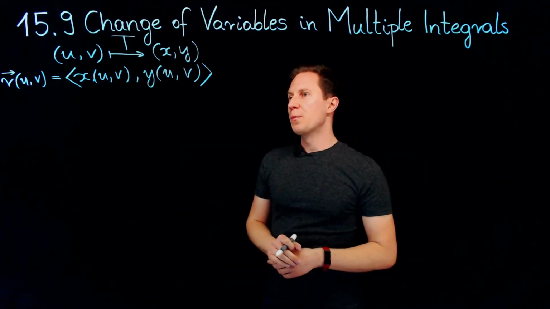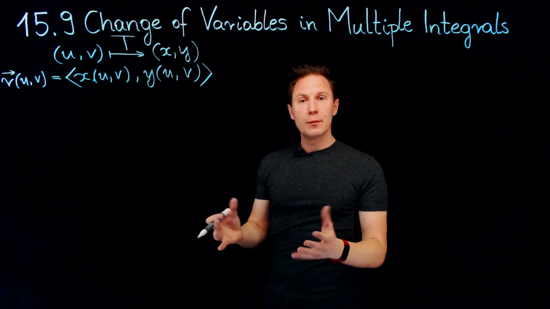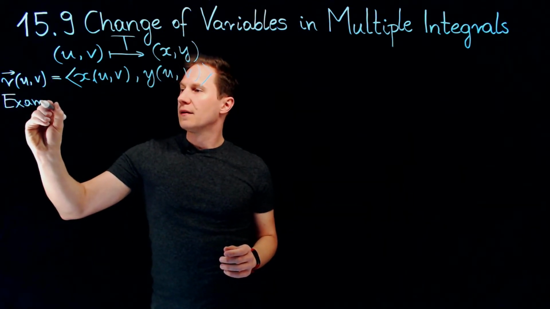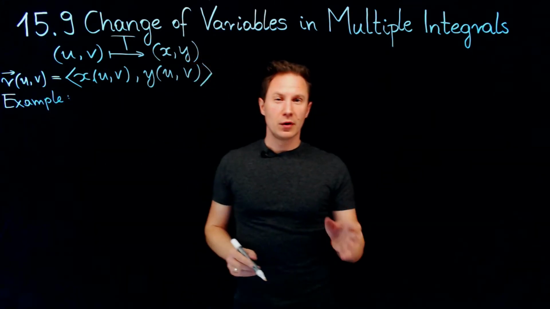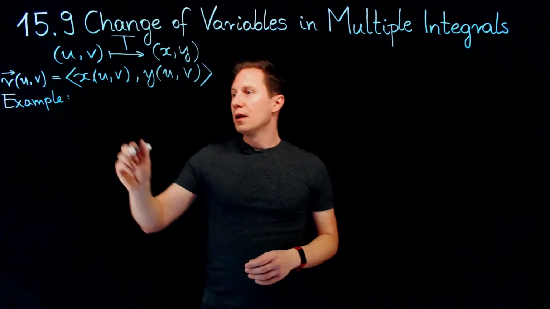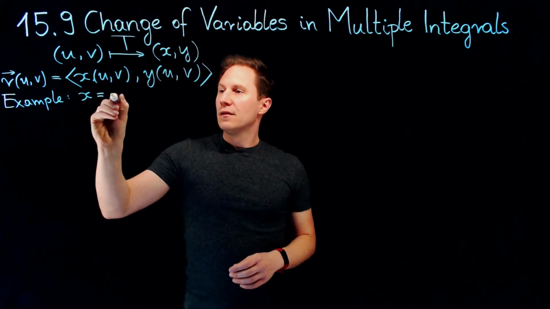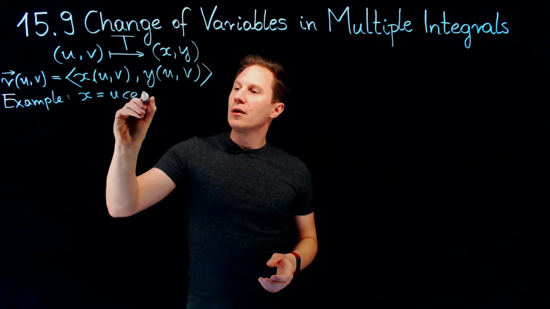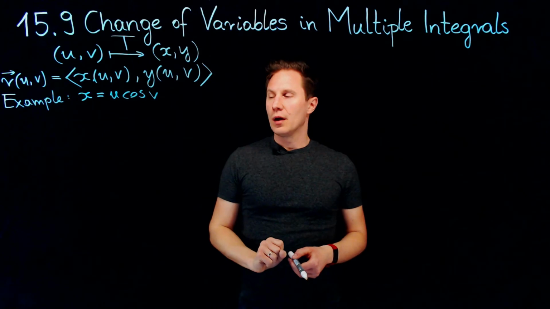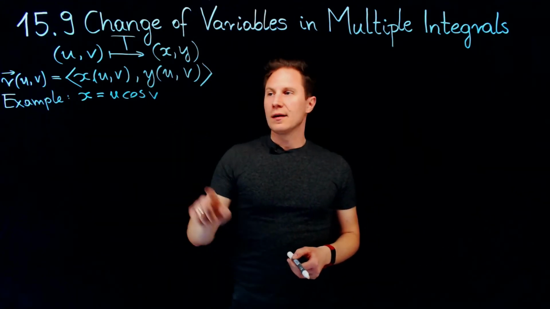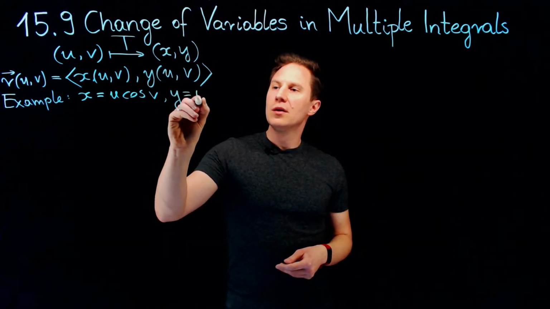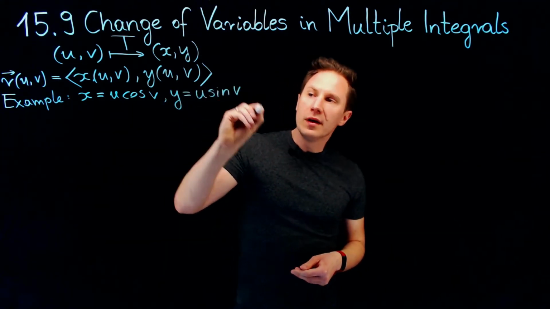So this vector r depends on u and v and has two components, x(u,v) and y(u,v). Again, if you want to think of an example, just think of polar coordinates, and indeed let me tell you about that example. Instead of the usual polar coordinates r and theta, I will use u and v. So x is now u times the cosine of v. You can see that the role of r is played by u, and the role of theta is played by v, which means that y will be u times the sine of v.